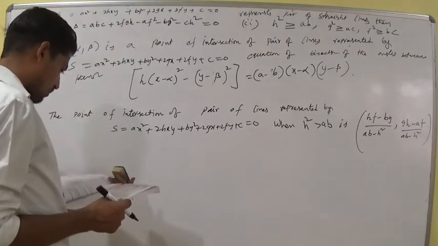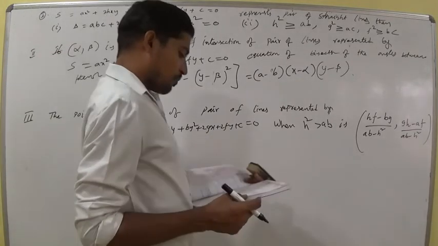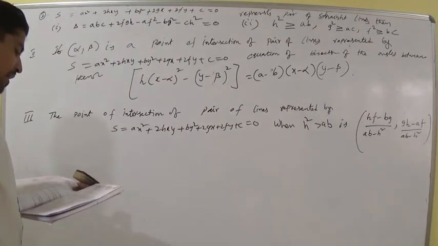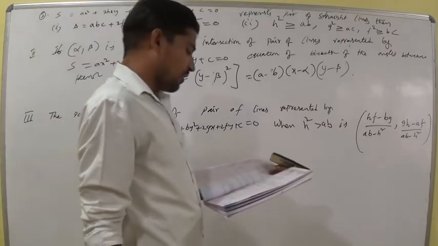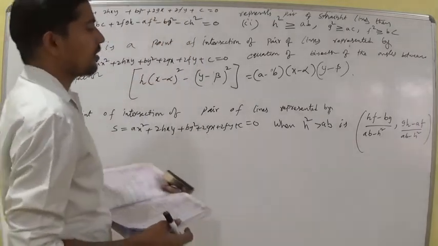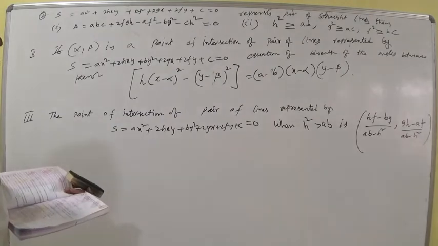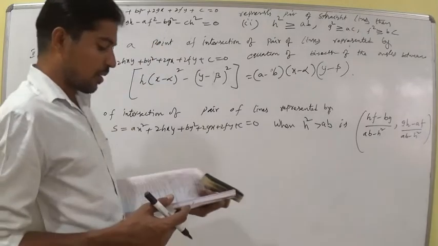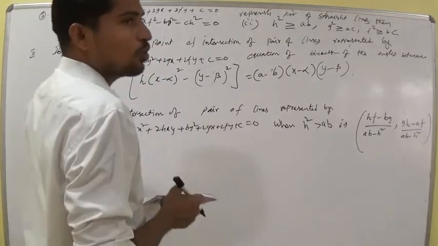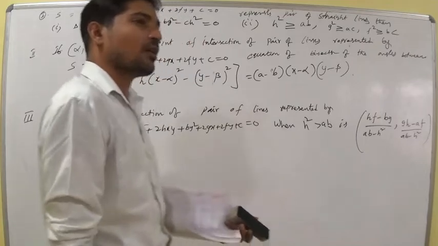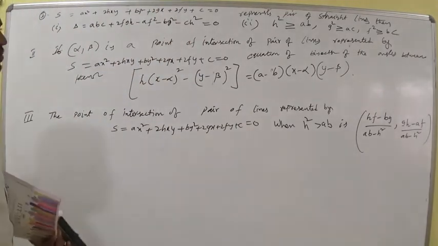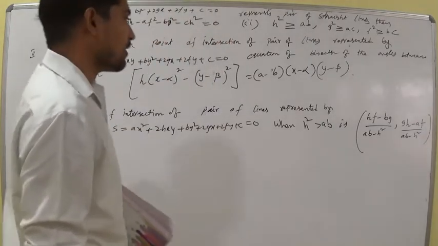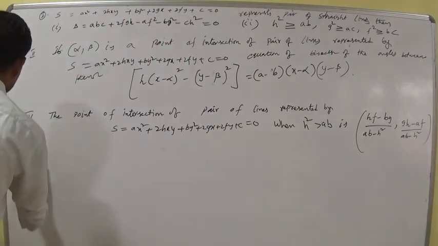Next, a pair of parallel lines, then h square is equal to ab, bg square is equal to af square, and the distance between them is square root of 2 into square root of g square minus ac by a into a plus b. Let us see the fourth one.